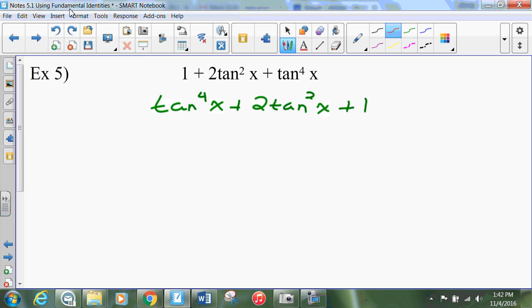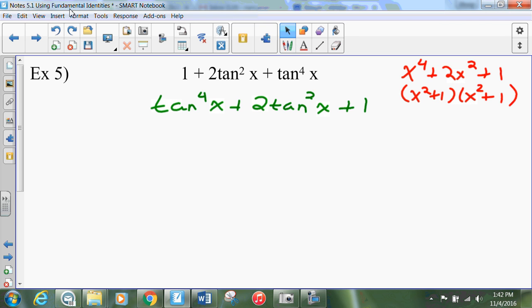So if I had x to the 4th plus 2x squared plus 1, note what I did. I'm looking at what I have, and instead of the function being tan, my function is just y equals x to the 4th. I know that I can factor it out. In fact, it's the perfect square trinomial, right? If I distribute, I'm going to get x to the 4th plus 2x squared plus 1. So that gives me a clue about what to do with this.